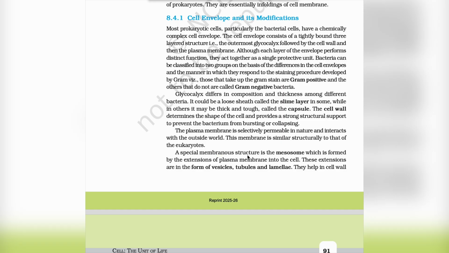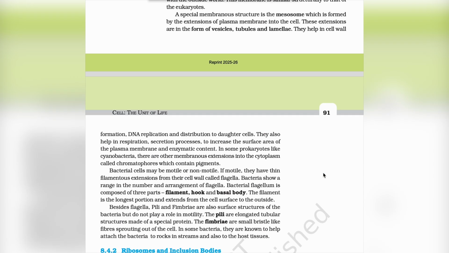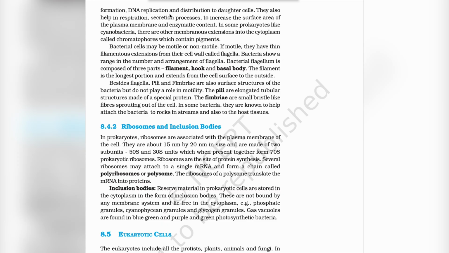A special membranous structure is the mesosome, which is formed by the extensions of plasma membrane into the cells. These extensions are in the form of vesicles, tubules and lamellae. They help in cell wall formation, DNA replication and distribution to daughter cells. They also help in respiration, secretion processes, to increase the surface area of the plasma membrane and enzymatic content. In some prokaryotes like cyanobacteria, there are other membranous extensions into the cytoplasm called chromatophores, which contain pigments.